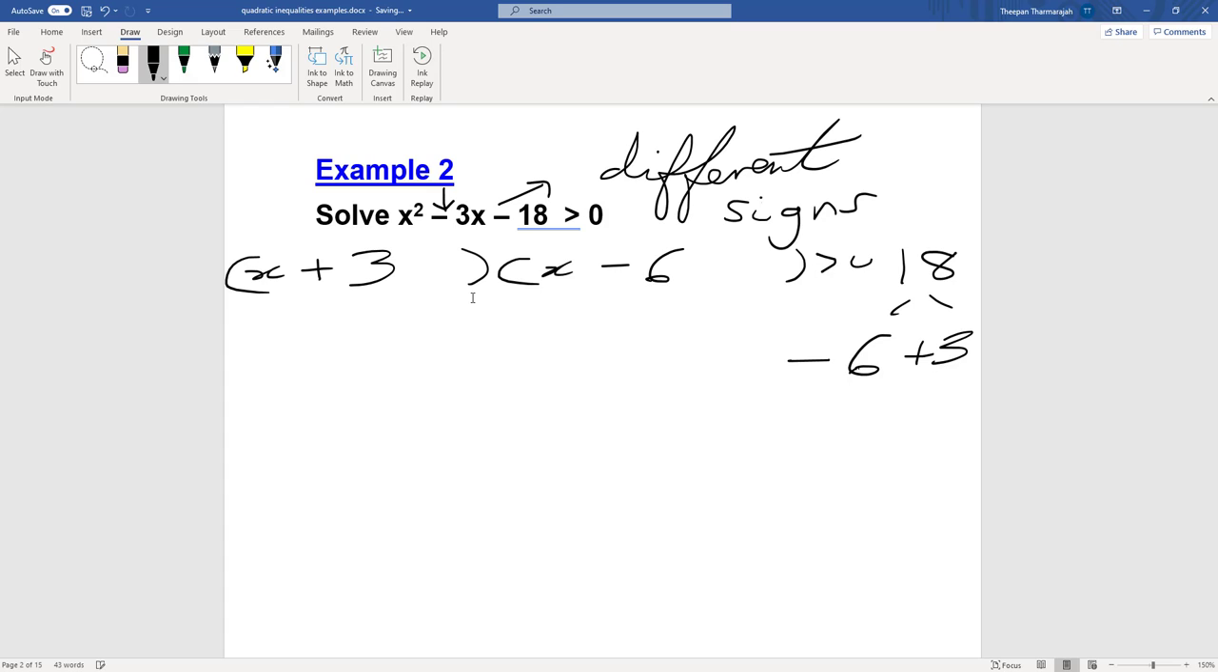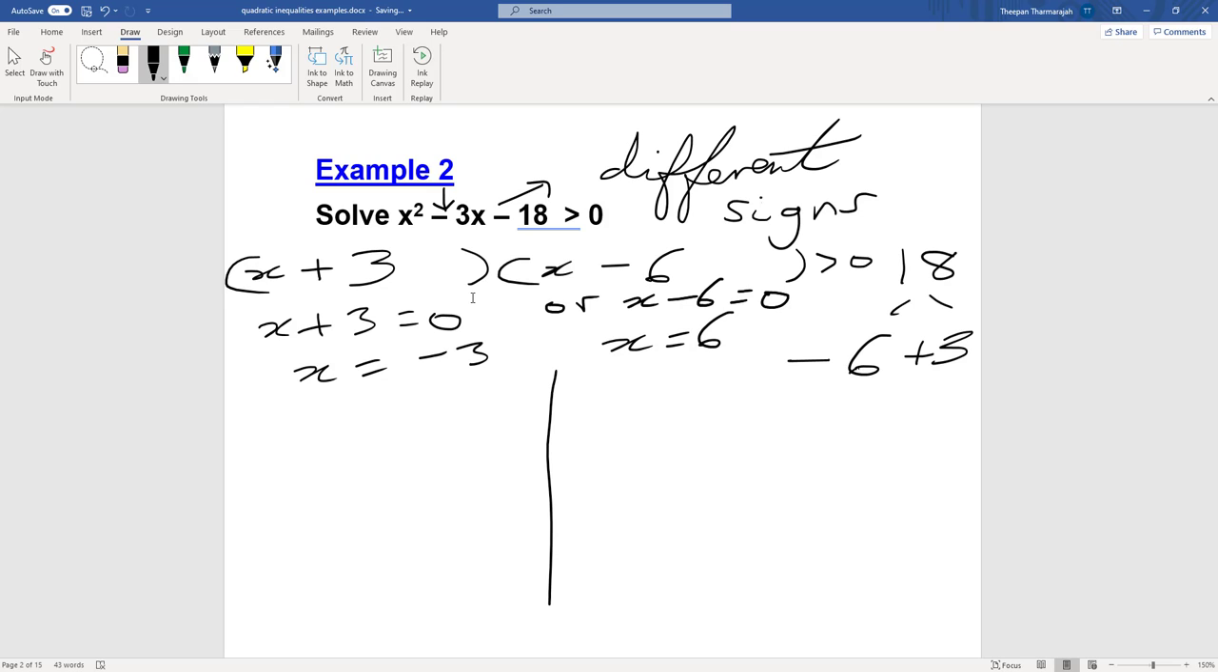This is greater than 0. So what's going to happen here is we're going to solve this. So we say x plus 3 equals 0. So that gives me a critical value of x equals minus 3, or x minus 6 equals 0. Solve this, so we get x equals 6.